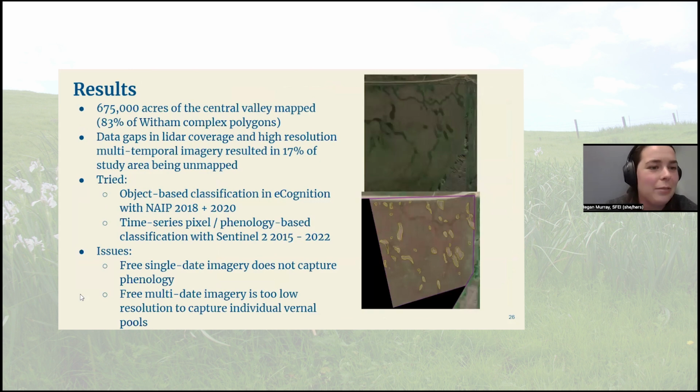So the results: we were able to map 675,000 acres of the Central Valley vernal pool habitat, or 83% of the Witham complex polygons. That lingering 17% that we weren't able to map comes from data gaps in LiDAR data availability. There wasn't data covering 17% of the habitat, so we weren't able to map in those spots. We tried a few things to get at those areas, but without the LiDAR data, it was difficult to get there. But in the future, it's something we would like to fill in. I've seen that USGS is planning on flying LiDAR in those areas, so hopefully down the line, the model can be reapplied and we can fill in those data gaps.